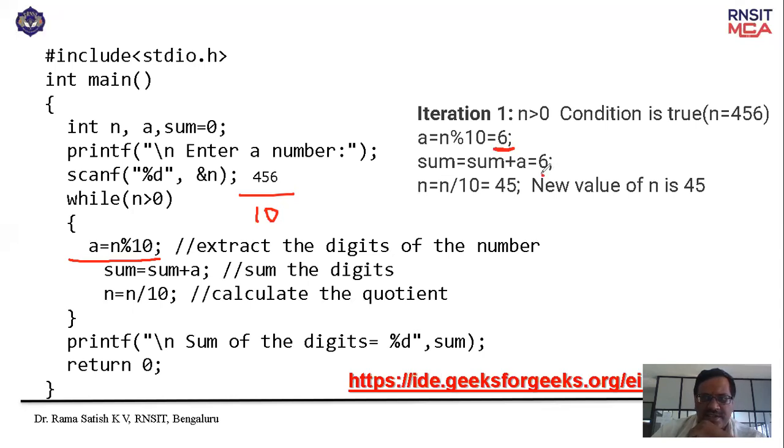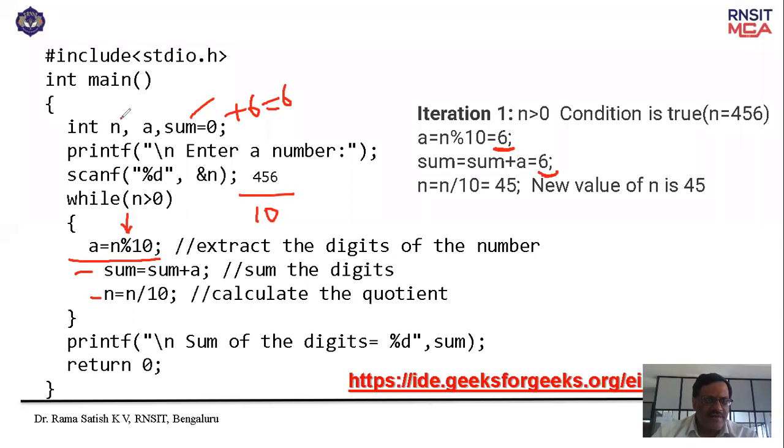And this 6, I will add it to sum. Sum is initially 0, 0 plus 6, so sum becomes 6. Now, the third step, n is equal to n divided by 10. Here I am finding the quotient, whereas before I was finding the remainder. The quotient means it is 45.6.